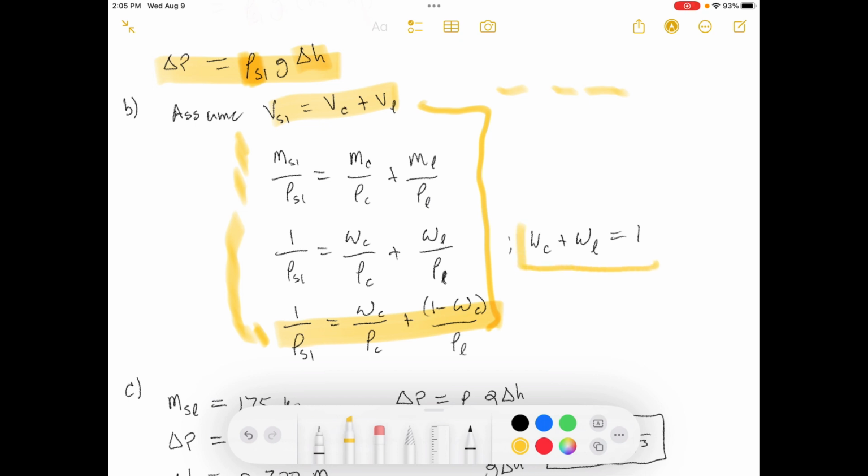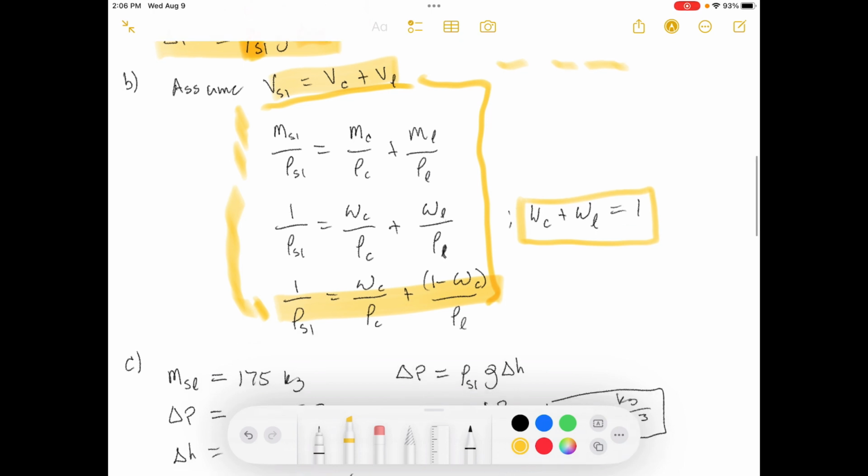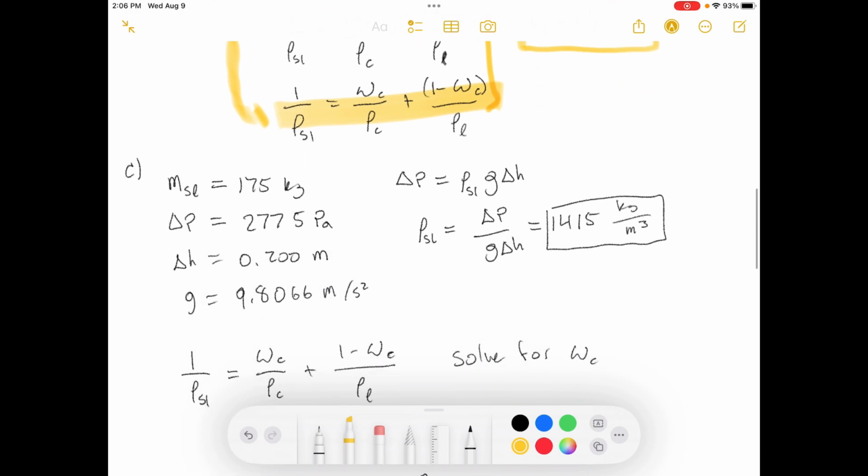If you assume that there's just a two-component system there, and you assume that the volume is additive, then this expression is correct. Okay. Part C.